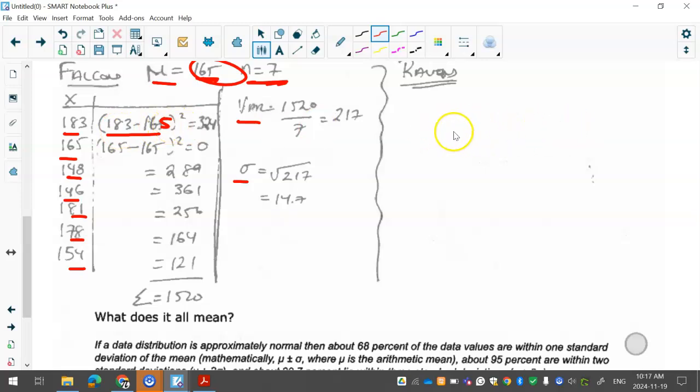But if we take all the differences, what you're going to find is some of the differences are smaller and some are bigger. So if our mean's 165, 148 is going to be less than that. So it'd be like minus 17, right? Away from the mean. 183 is pretty much the same size, but the other way around. It's plus 18 centimeters bigger.